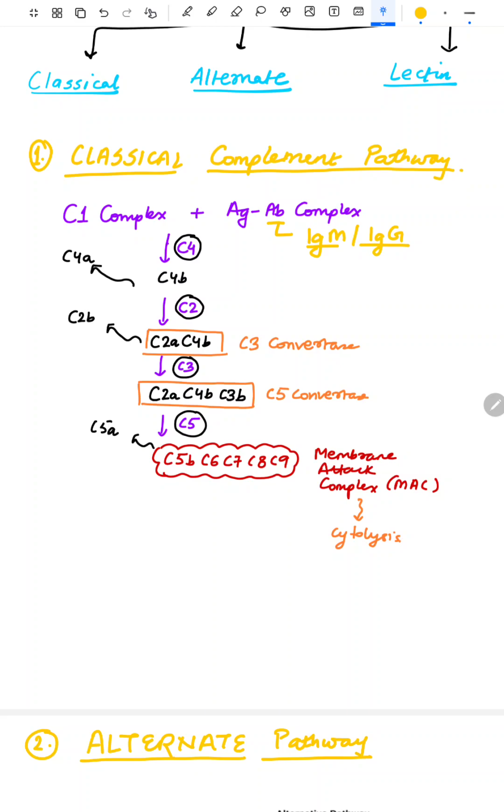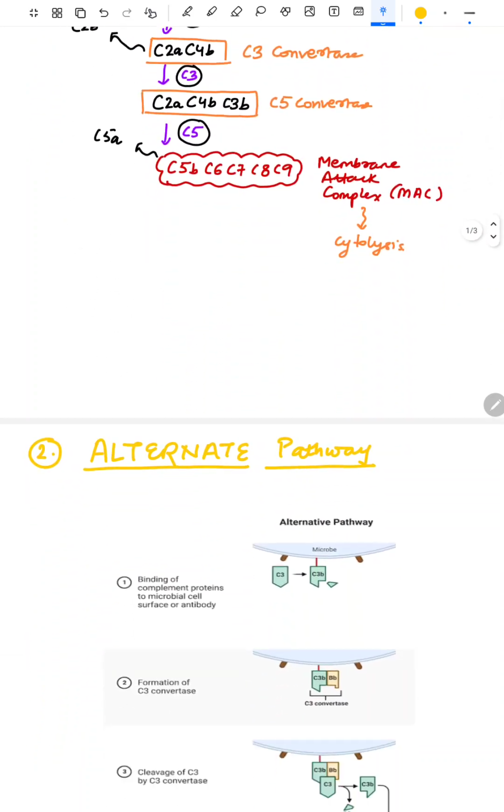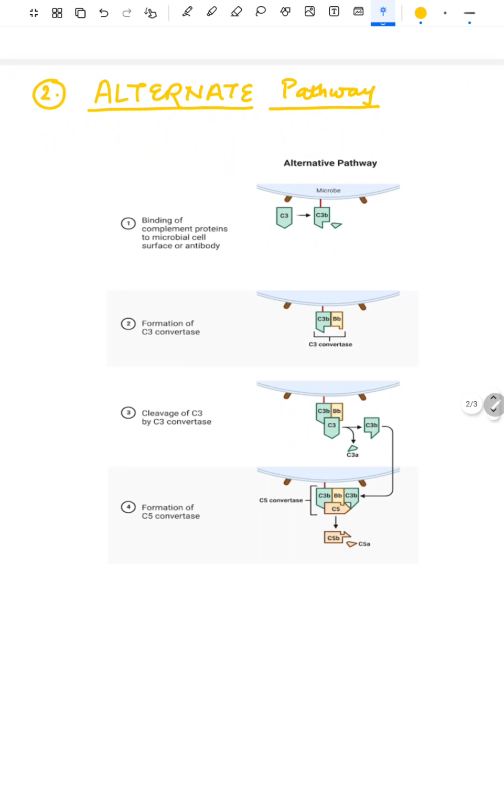Now let's move on to the next pathway, that is the alternate pathway. So what is happening in the alternate pathway? Now in the alternate pathway, it is activated by the lipopolysaccharides, by the cobra venom, by the nephritic factor, the viral envelopes, the fungal cell wall, IgA and IgD aggregates. So all of these are involved in the activation of the alternate pathway. Now these are the microbes or the antigens that are just listed.